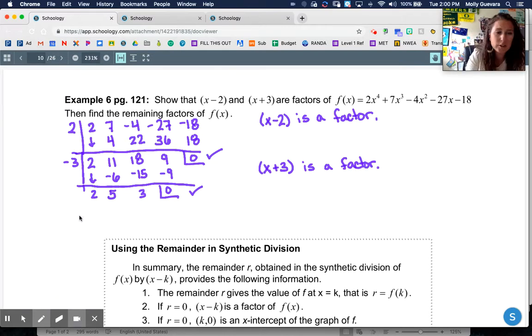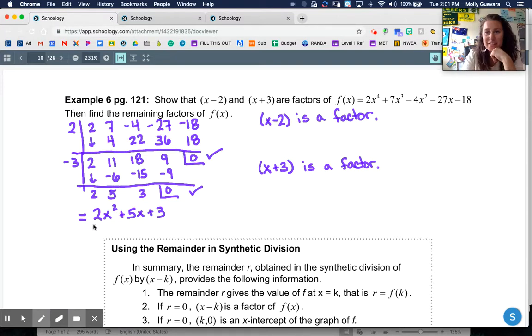Now I have to look at what do I have left. Well, I started with x to the 4th, but I divided twice. So when I divide the first time, I get x to the 3rd. And then if I divide again, I get x squared. So this is actually a coefficient of 2, and then it's actually x squared because I've divided twice. Okay, and then I have plus 5x plus 3. So that's what's left. And so I started with x to the 4th, but because I divided twice, my answer is x squared. And then it says, then find the remaining factors.